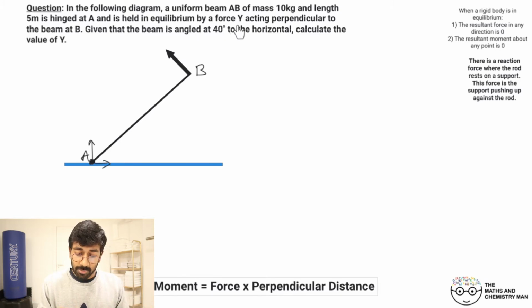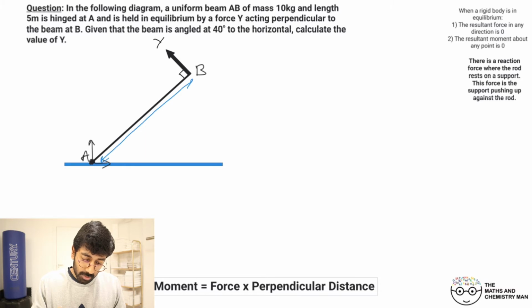And it's held in equilibrium by a force Y acting perpendicular to the beam at B. So there's B, and this force here is Y. So let's label it as Y. And it's acting perpendicular, which is great news, because we're not going to need to find any distances. Hopefully we're just given the distance of the rod, which we are given. It's 5 meters. So let's just fill some of this info in on the diagram.